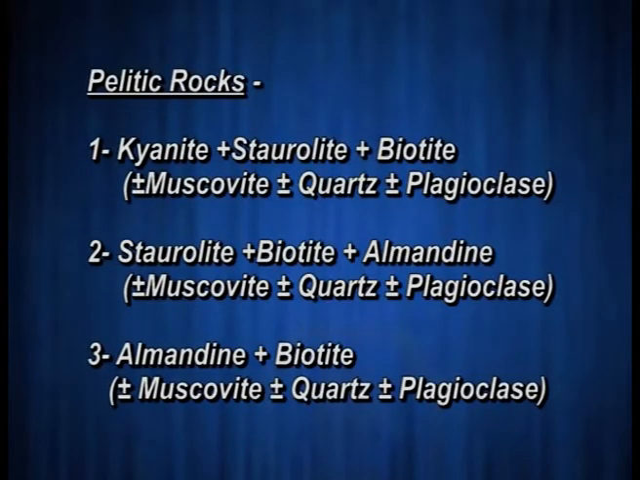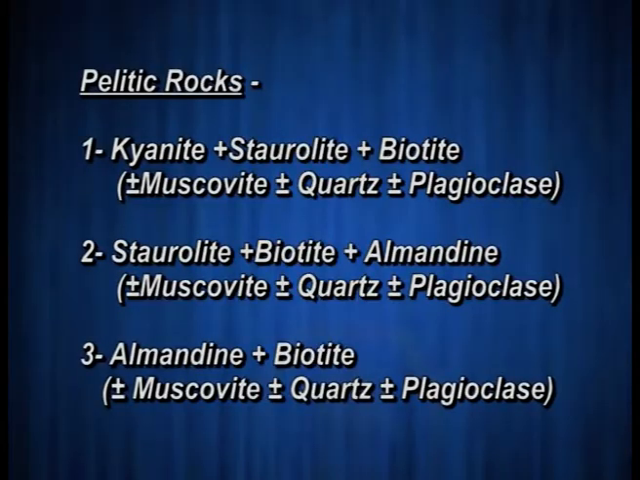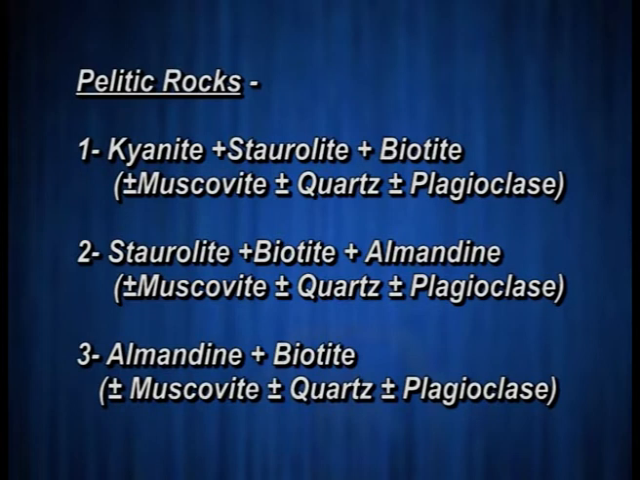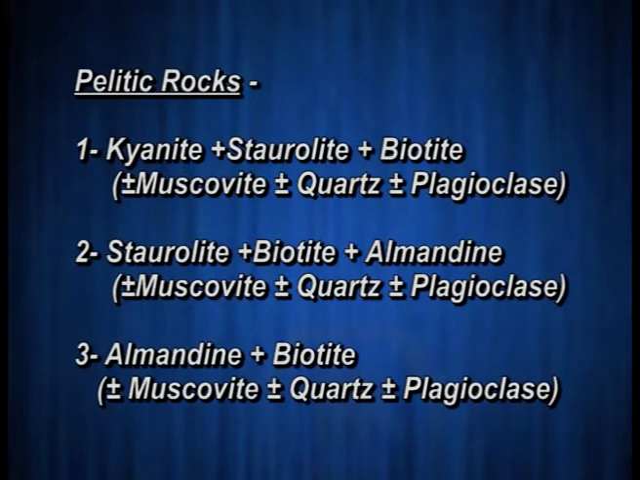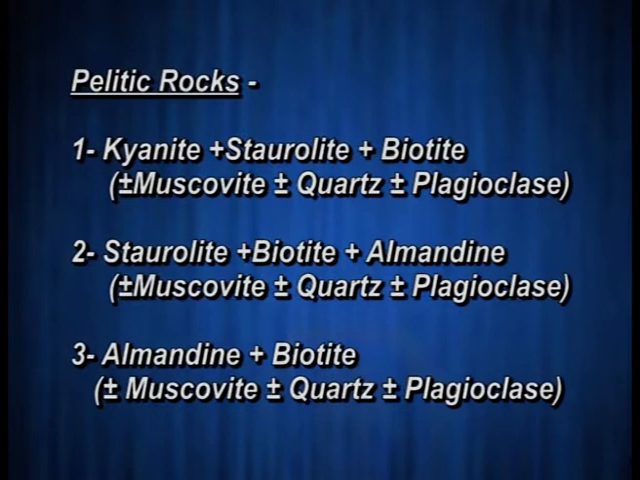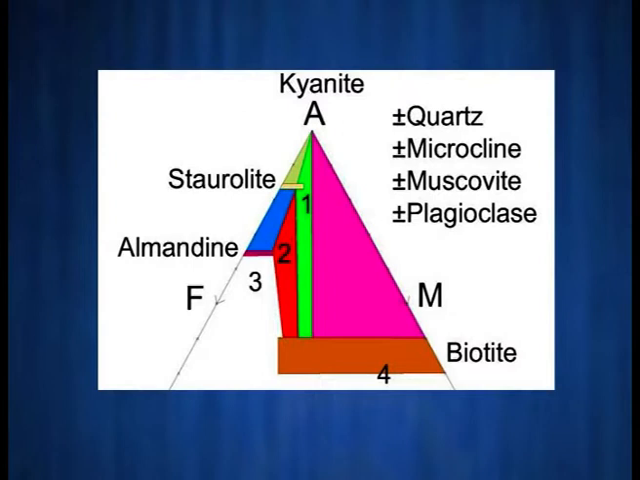The pelitic rocks. The first assemblage is kyanite plus staurolite plus biotite plus or minus muscovite plus or minus quartz plus or minus plagioclase. The second assemblage is staurolite plus biotite plus almandine garnet plus or minus muscovite plus or minus quartz plus or minus plagioclase. And the third important assemblage is almandine plus biotite plus or minus muscovite plus or minus quartz plus or minus plagioclase.